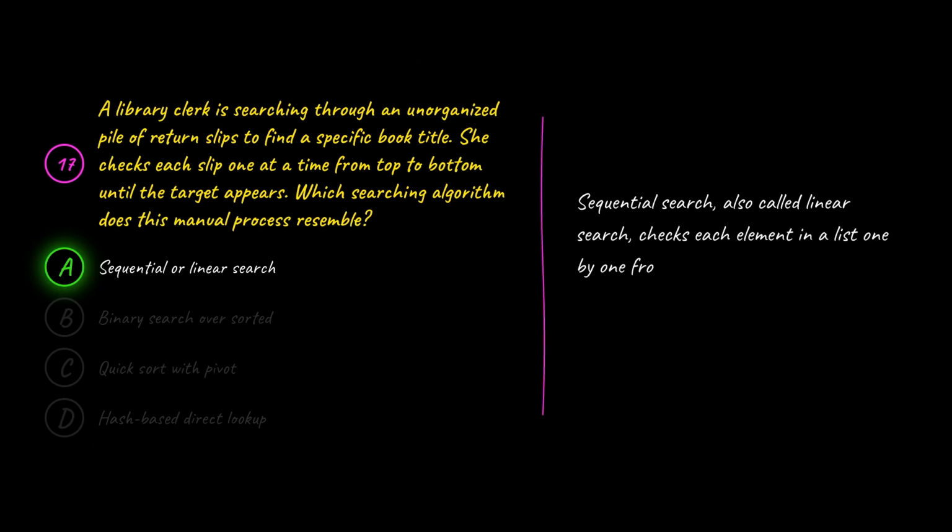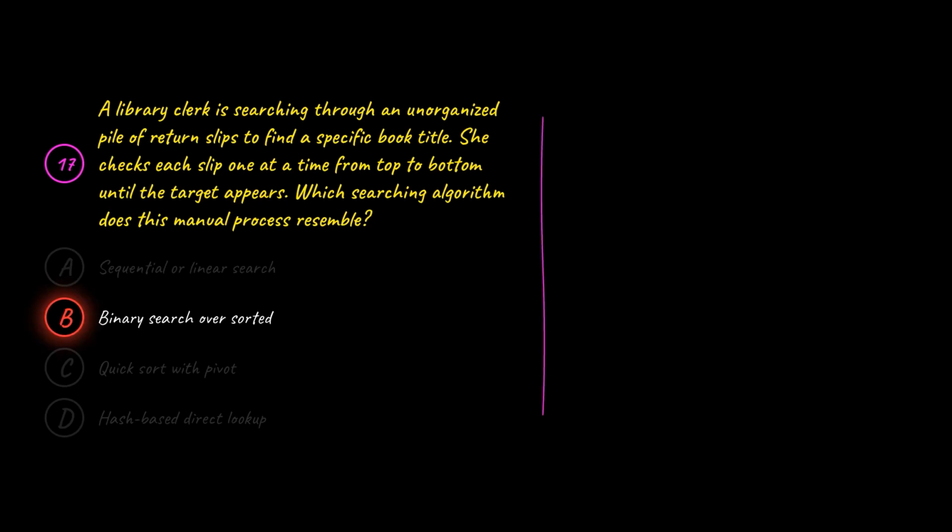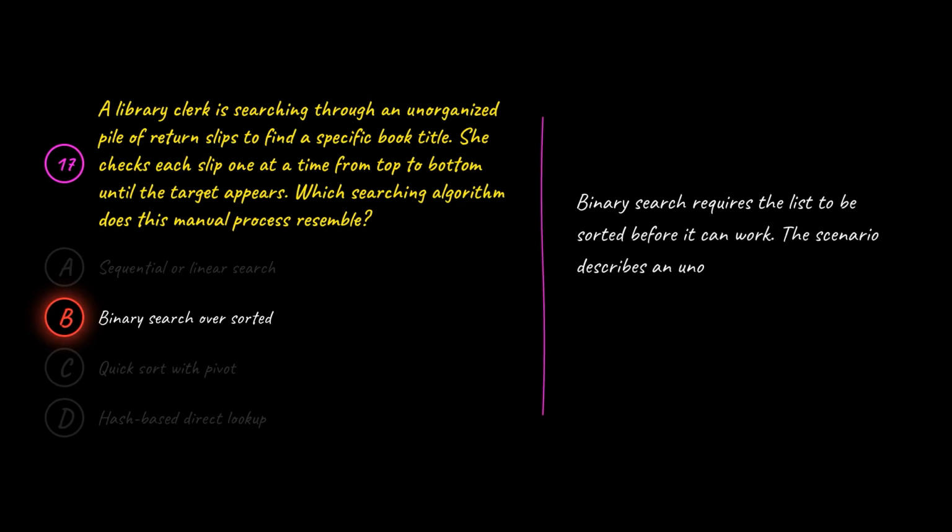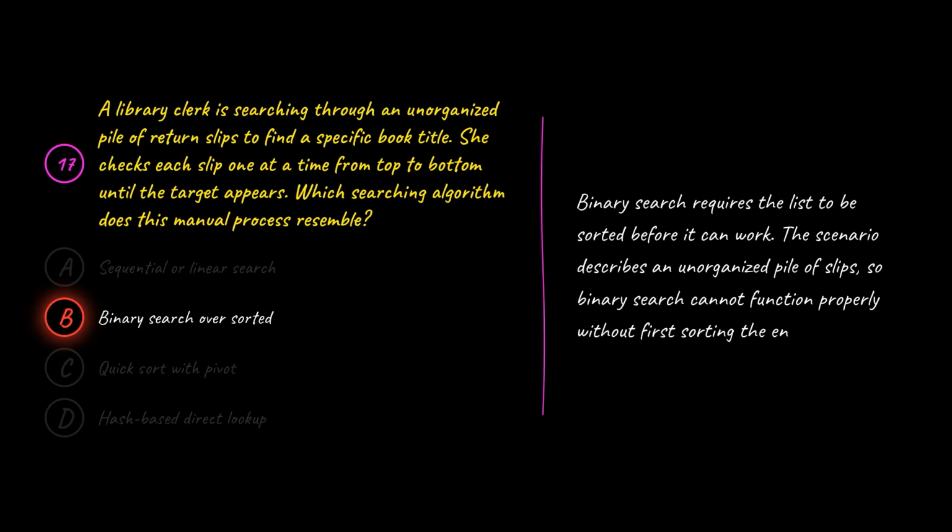It works on any list, sorted or not. B is wrong because binary search requires the list to be sorted before it can work. The scenario describes an unorganized pile of slips, so binary search cannot function properly without first sorting the entire pile.